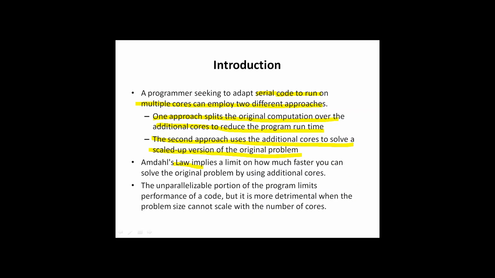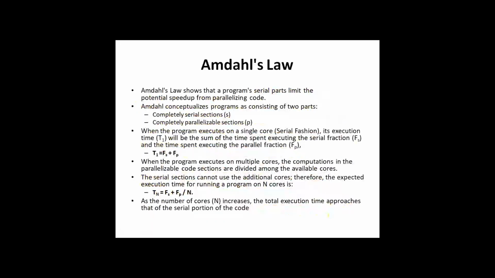Now, Amdahl's law implies a limit on how much faster you can solve the original problem by using additional cores. An unparallelizable portion of the program limits the performance of the code, and it is more detrimental when the problem size cannot scale with the number of cores. So Amdahl's law shows that the serial parts of a program limit the potential speed up from parallelizing the code, right?